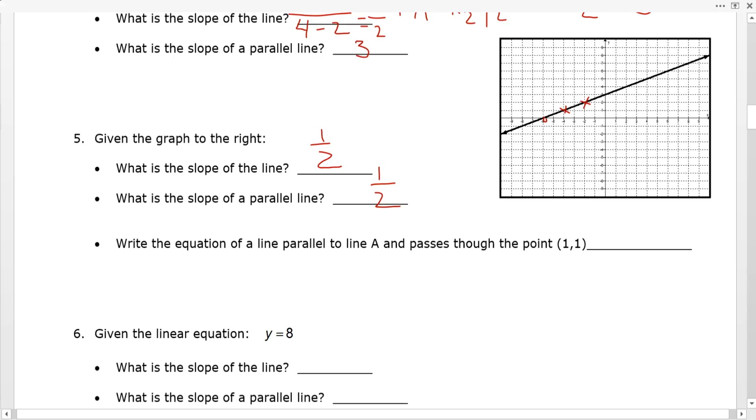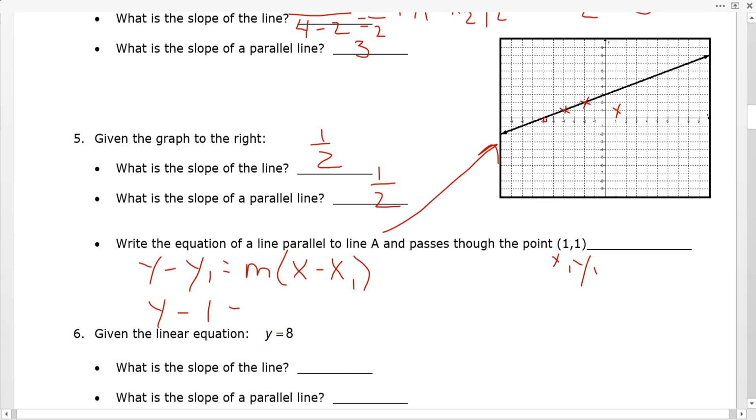So if I want to write an equation for a line parallel to line A, which I'm assuming is this line right here, I'm passing through point (1, 1), excuse me, which is right there. Then I'm going to use my point slope form. y minus y1 equals m times x minus x1. Here's my x1, y1. So I have y minus 1 equals 1/2 times x minus 1. So my equation could be y minus 1 equals 1/2 times x minus 1.